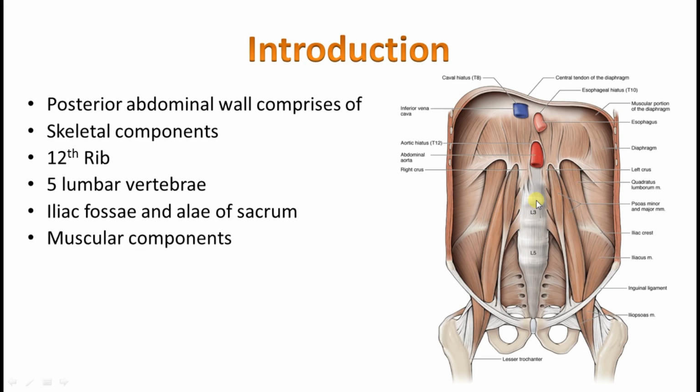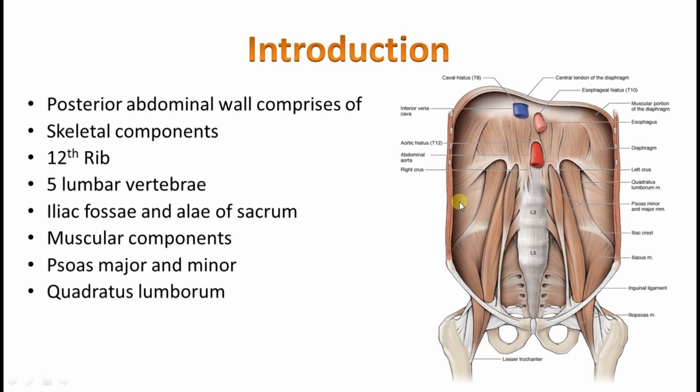Muscular components: mainly medially, immediately on either side of the vertebral column, you see the psoas major and also the psoas minor muscle. Lateral to the psoas major you see the quadratus lumborum muscle, and more laterally the transversus abdominis. So psoas major, quadratus lumborum, and then you have the transversus abdominis muscle.